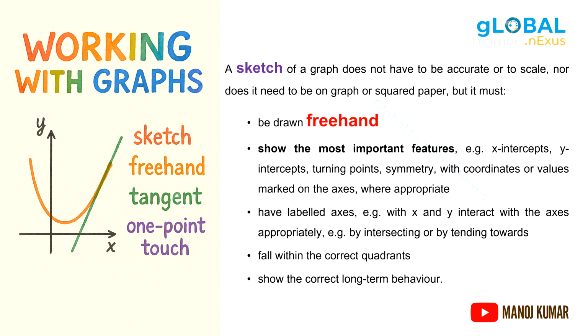A sketch of a graph does not have to be accurate or to scale, nor does it need to be on graph or squared paper, but it must be drawn freehand. Show the most important features, for example x-intercepts, y-intercepts, turning points, symmetry, with coordinates or values marked on the axes, where appropriate. Have labeled axes, for example with x and y. Interact with the axes appropriately, for example by intersecting or by tending towards. Fall within the correct quadrants. Show the correct long-term behavior.